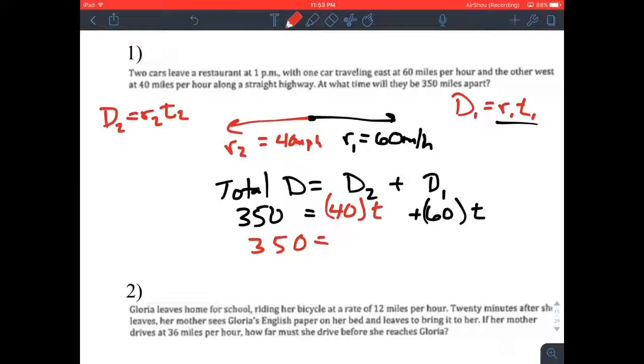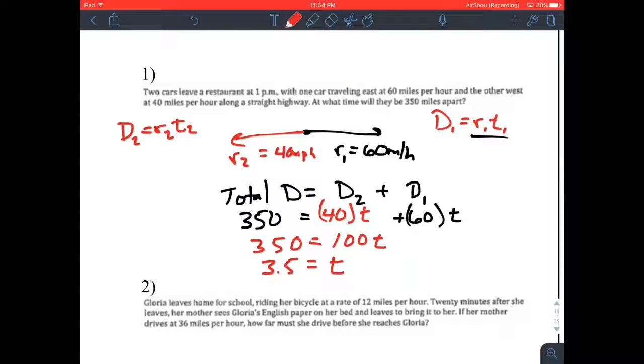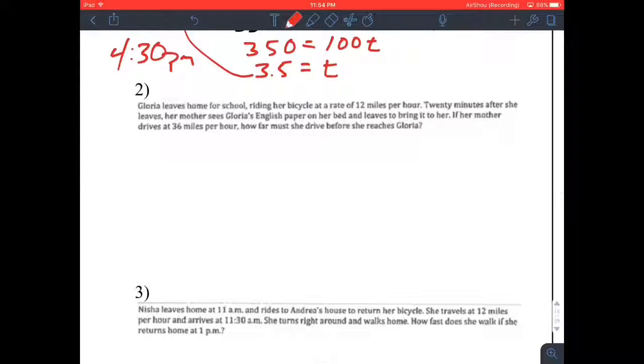You combine like terms, and then divide both sides by 100. You're going to get 3.5. Time was being measured in hours for this, so they will be that 3.5 hours from now. It says at what time, not how long, not how much time, but at what time. So if we add that to 1 o'clock, we're going to get 4:30 p.m. Good? Good. Number 2.